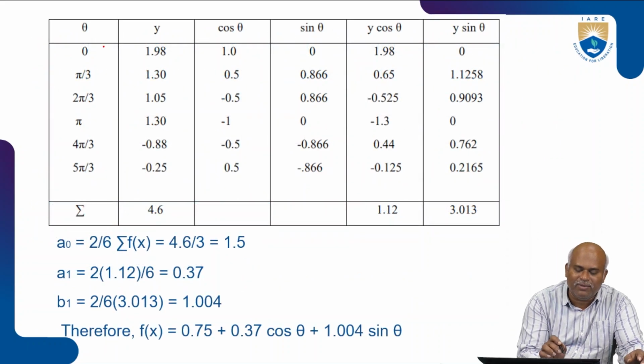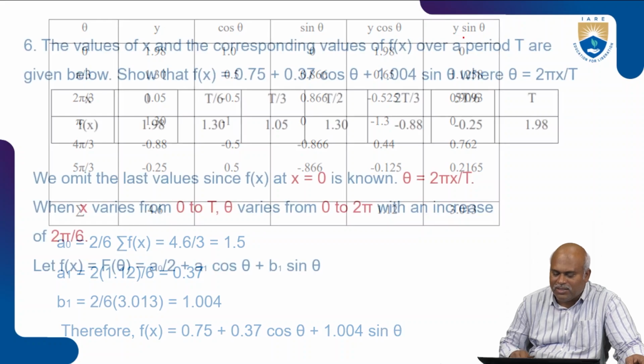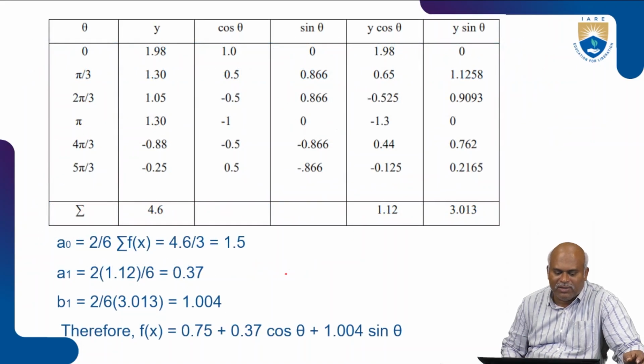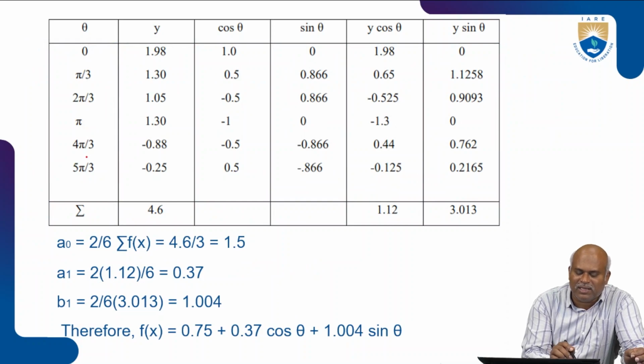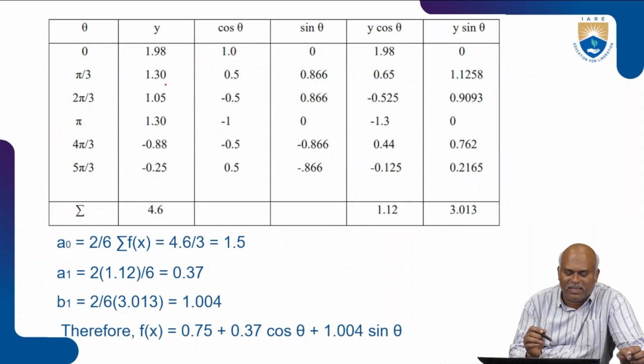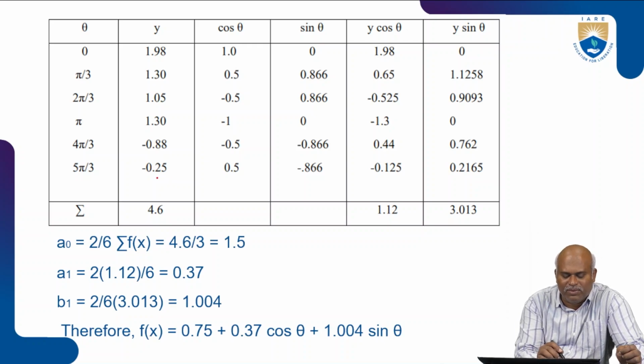So theta, y, cos theta, sin theta, y cos theta, y sin theta. See here what we are going to represent. Based on that, we make the table. The theta values represent 0, and y we represent as 1.9, 1.3, 0.3, minus 0.8, up to pi by 3. Then cos theta.